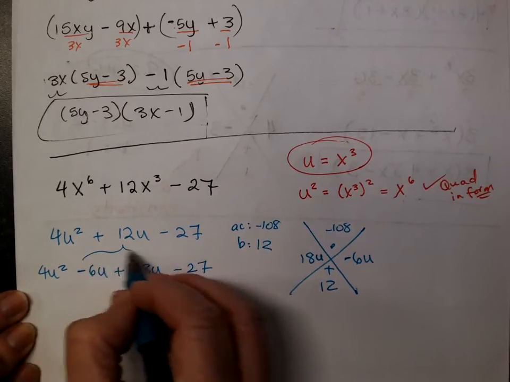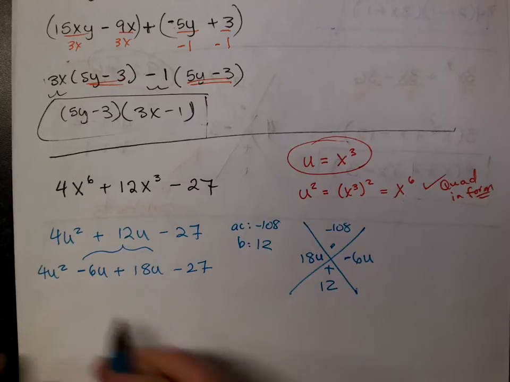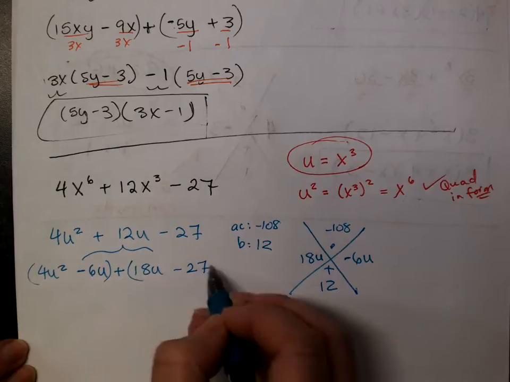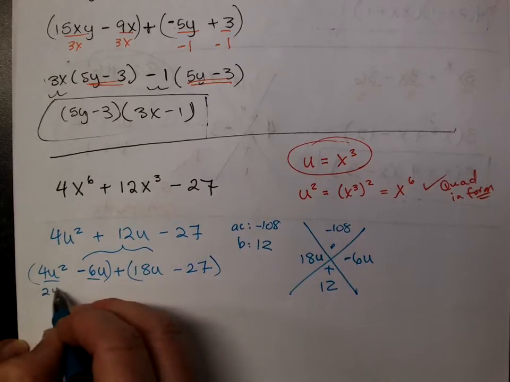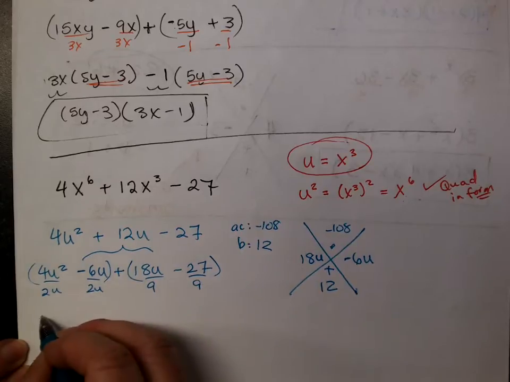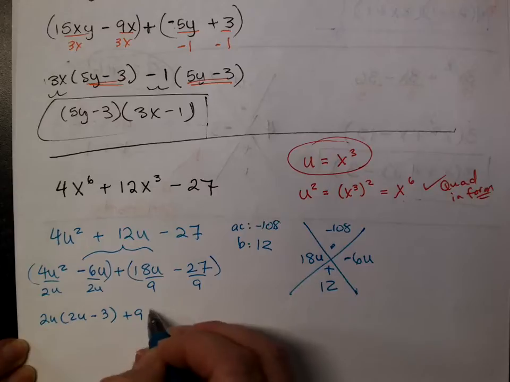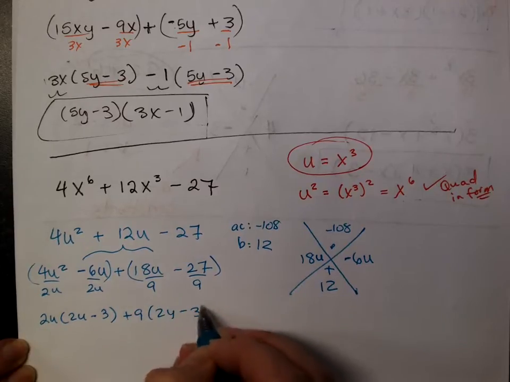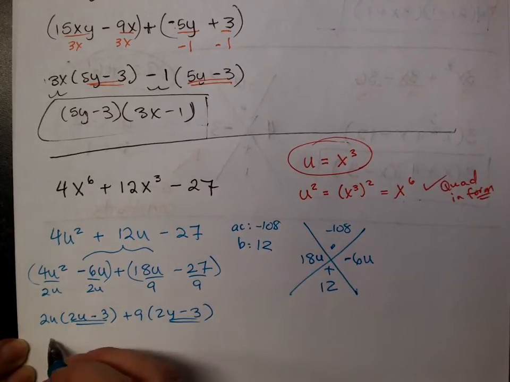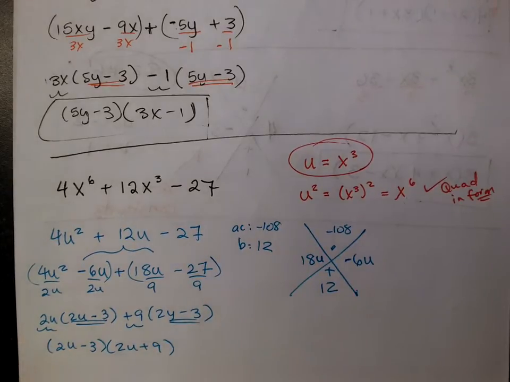I do a quick check just to make sure I didn't change the value of anything. Yep, that equals positive 12. I put up my groups. Take out a 2u here. Take out a 9 here. 2u, leaving behind 2u minus 3, plus 9, leaving behind 2u minus 3. Big GCF. I'm doing this part really quick because this is more about showing the substitution. Okay, and then the leftover bit, 2u plus 9.